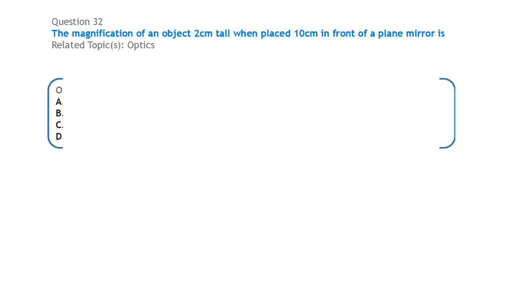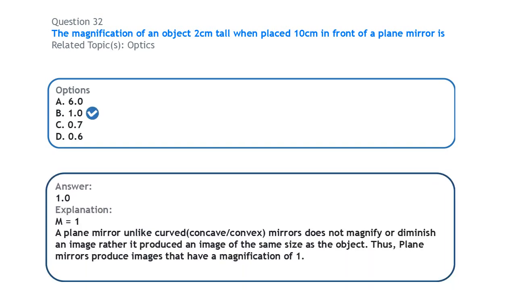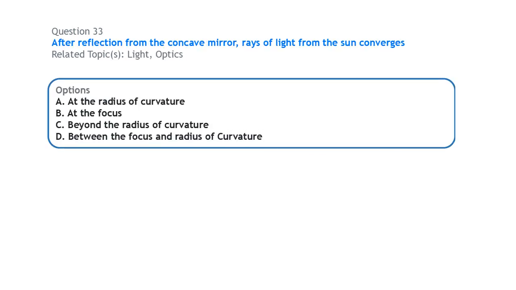Next: the magnification of an object 2 centimeters tall when placed 10 centimeters in front of a plane mirror is? For a plane mirror, it does not magnify or diminish an image. It will produce an image that is of the same size as the object, and thus the magnification of a plane mirror is 1, meaning the image will be of the same size as the object. No magnification.